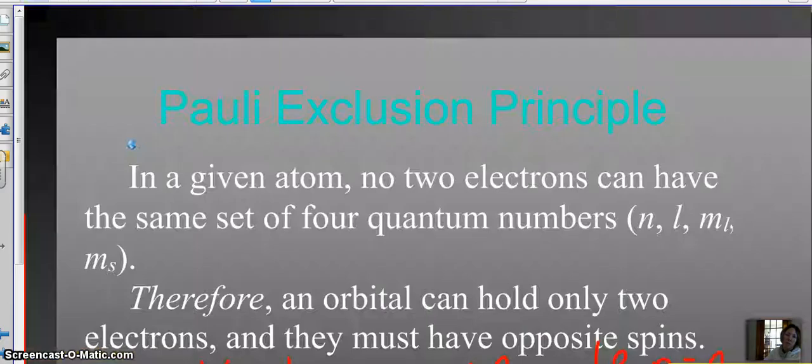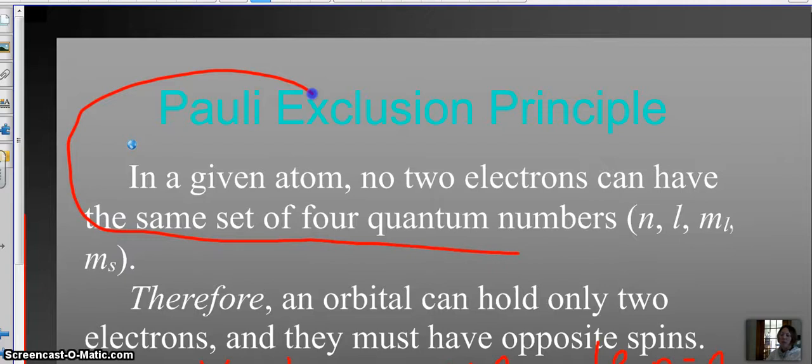The Pauli principle basically states that in a given atom, no two electrons can have the same four quantum numbers. So if you have an atom that only has an s sublevel, which only has one orbital, which can hold two electrons, those electrons must have opposite spins. That way they have a different m sub s value. So no two electrons can have the same four quantum numbers. Every electron will have a unique set of those four numbers. That's the Pauli exclusion principle.